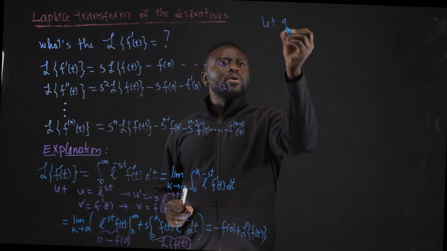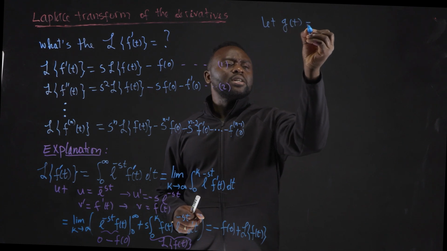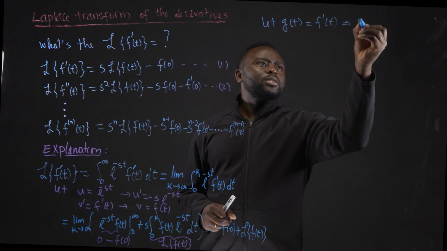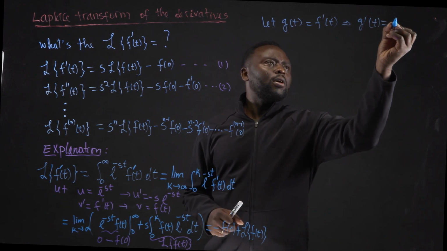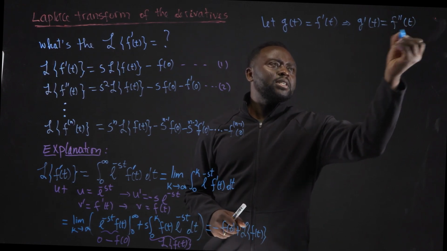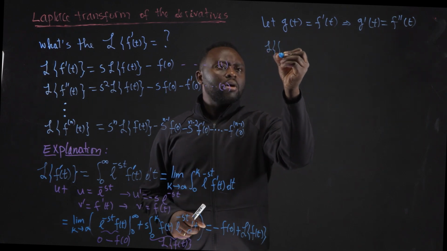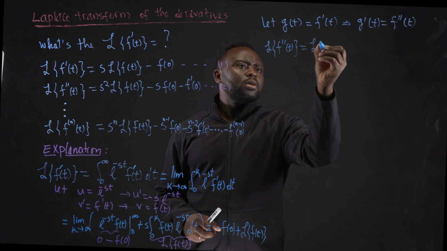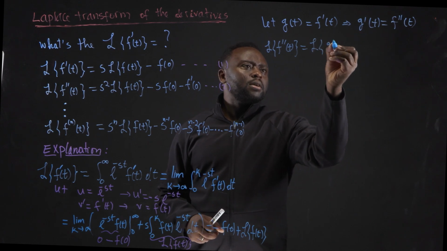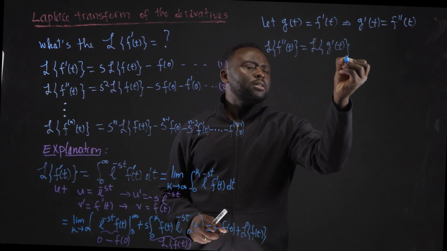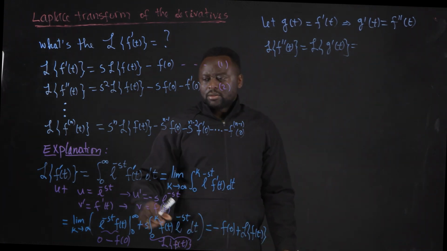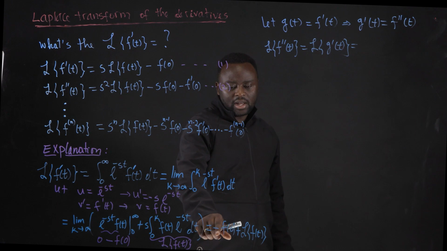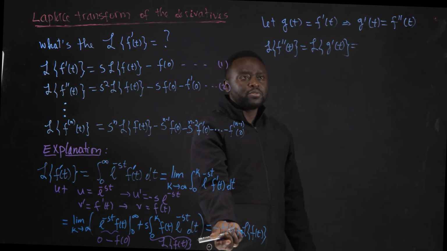We introduce a new function, g of t, such that g of t is f prime of t. So this means g prime of t is equal to f double prime of t. So the Laplace transform of the second derivative of f is the Laplace transform of the first derivative of g, and we know that the Laplace transform of the first derivative is already given by the first formula.